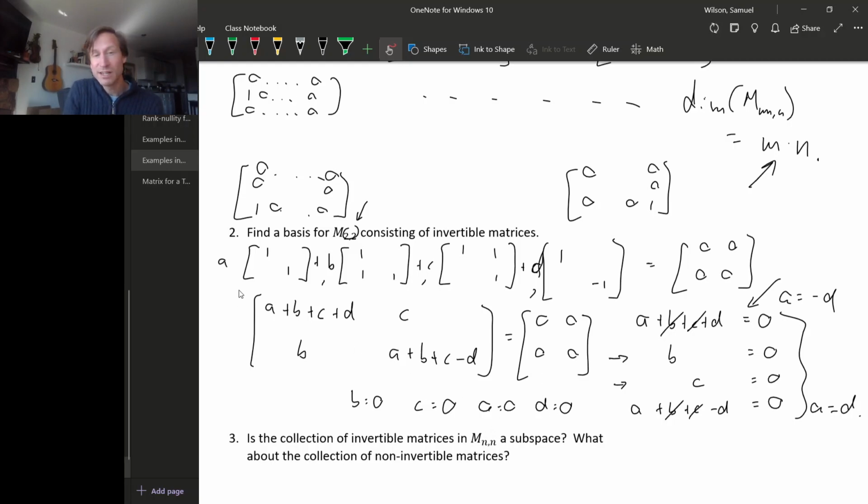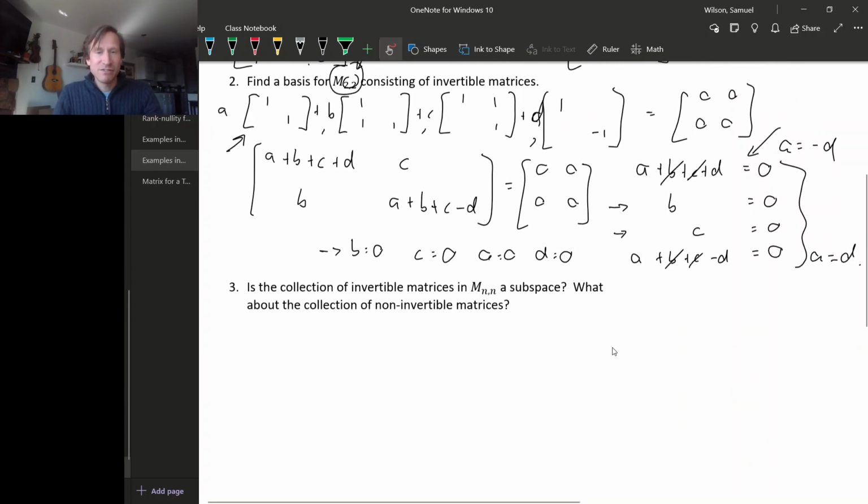So the only linear dependence relationship among these matrices is the trivial one. So that means that these 4 matrices are linearly independent, so they span a 4-dimensional subspace. But M22 is 4-dimensional, so the only 4-dimensional subspace it has is itself. So these 4 matrices, they're clearly invertible because their determinants are all non-zero, and they also span the full space M22.